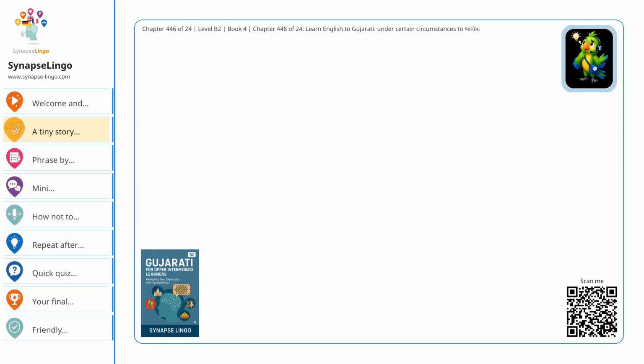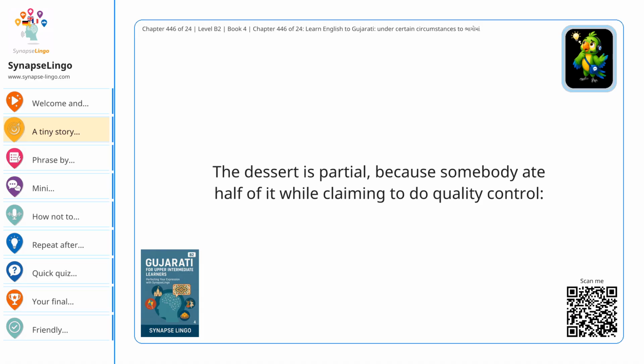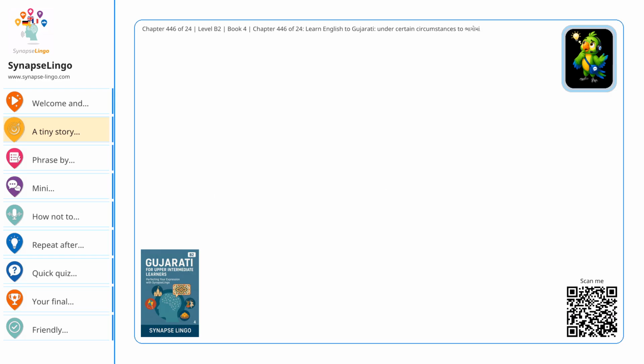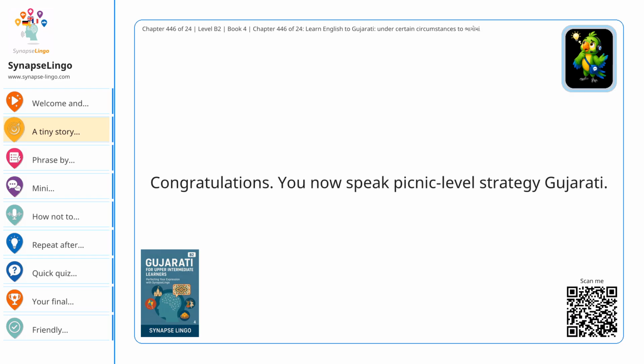વલણ રૂપે. The food is largely ready. મોટા ભાગે. The sandwiches are mostly packed. મોટે ભાગે. The dessert is partial, because somebody ate half of it while claiming to do quality control. આંશિક. And the folding table arrived in parts. ભાગોમાં. Congratulations! You now speak picnic-level strategy Gujarati.